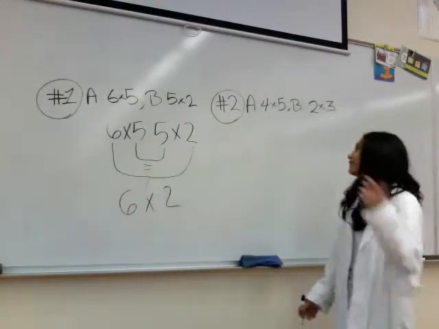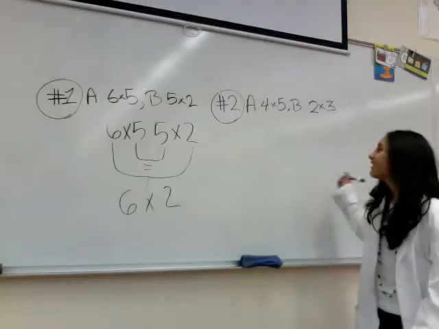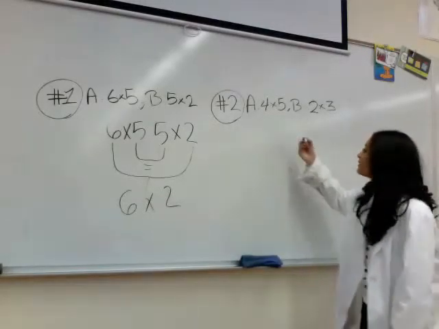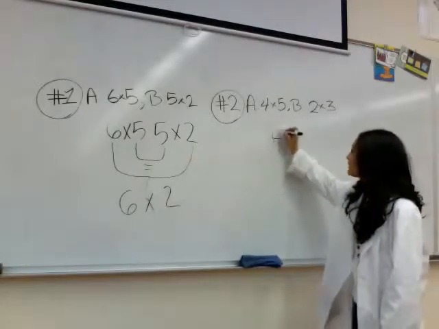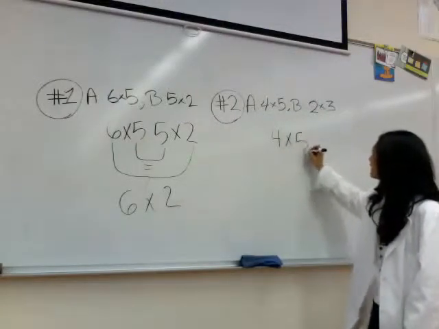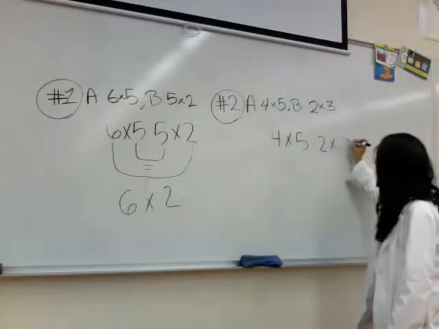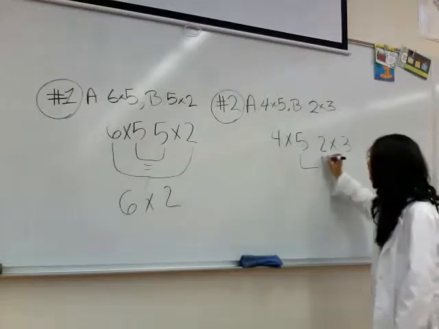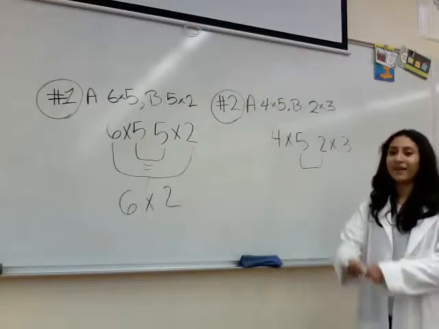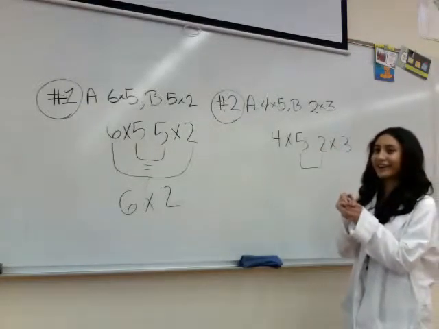Okay, whatever. So for problem 2, the dimension of matrix A is 4 by 5, and B is 2 by 3. And the inner numbers are not equal, which means you can't multiply it. And that's all.